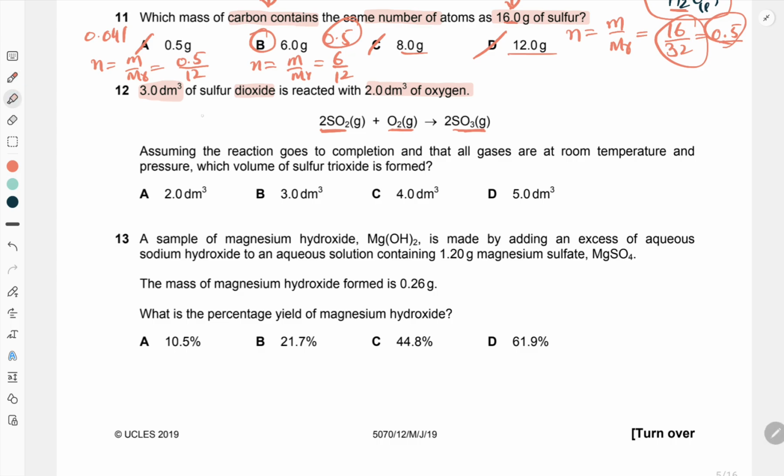Question is, assuming the reaction goes to completion and that all gases are at RTP, which volume of sulfur trioxide will be formed? So how much volume of sulfur trioxide will be formed when you react 2 dm cube of oxygen with 3 dm cube of sulfur dioxide? Now the only thing you need to consider to solve this question is to find the limiting reactant. So you have two reactants.